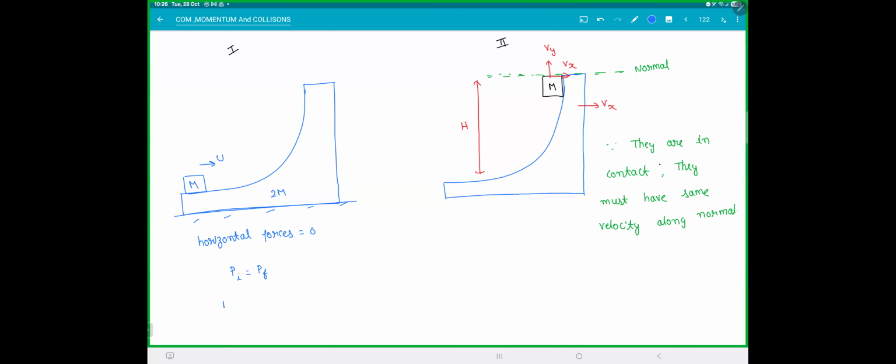So what is the initial momentum? M into U. Only the block is going, wedge is at rest. What is the final horizontal momentum? Horizontal momentum, M into Vx plus 2m into Vx. That means they're going horizontally with a speed of U by 3. Next thing. What about this Vy? Vy will be 0 because you said the minimum speed. Since we need minimum speed, the block will just reach A. Since block just reaches A, Vy must be 0. In the second case, Vy won't be 0.